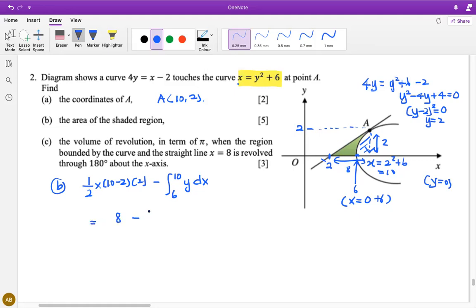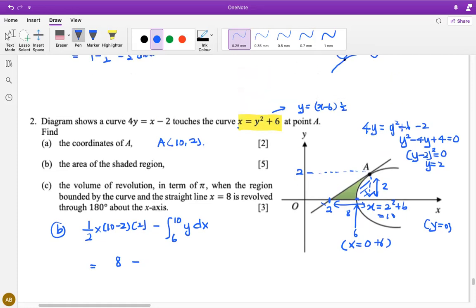So here minus, then you have y. What is y? So what is y here? From here you get y equals the square root of x minus 6.